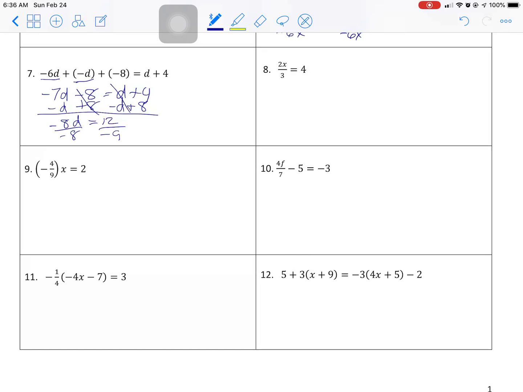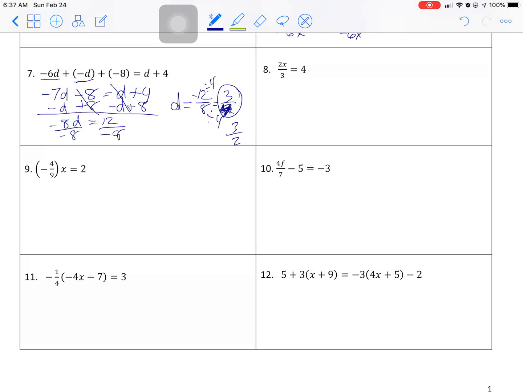Negative 8, negative 8. So this is d equals negative 12 over 8. You reduce that by 4 and you get 3 over 2. Check my key. Okay, so I need to write out divide by 4. Wait a minute. Divide by 4. Divide by 4, I get 3 over 2.